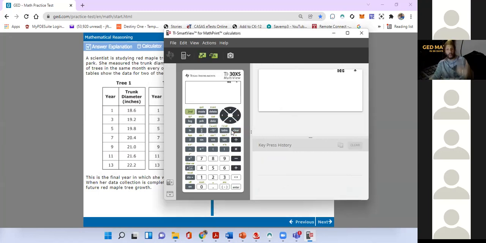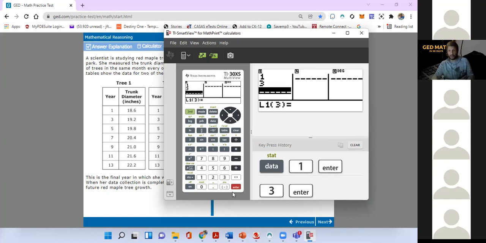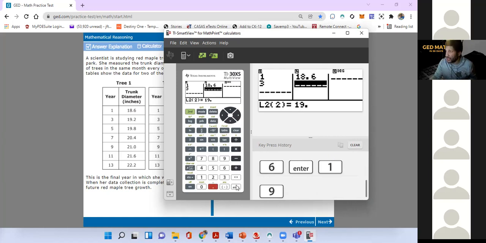To get to there where you can put those in, you hit data. Data. Boom. It opens up these 3 columns. Your X's are going to go in your first column. So we're going to hit 1, we're going to hit enter. We have to put our second X, 3, enter. Then we're going to take our right arrow, we're going to move over to the second column where our Y's go. 18.6, enter. 19.2, enter. We now have both our points entered into the calculator.